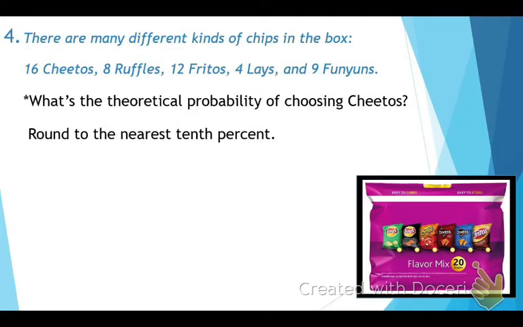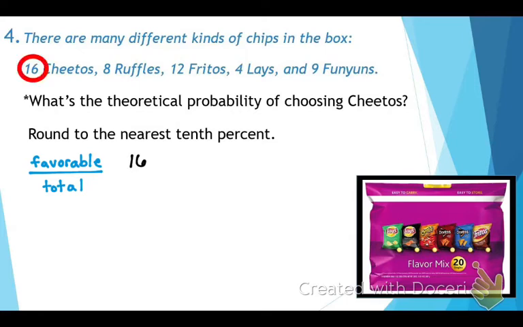All right, very good. So we want to have favorable over total. What does favorable mean? Like in your favor. It's what you want. It's what you're looking for. What are we looking for on this problem? Cheetos. How many Cheetos are there? 16. So that's what's favorable because there are 16 Cheetos.